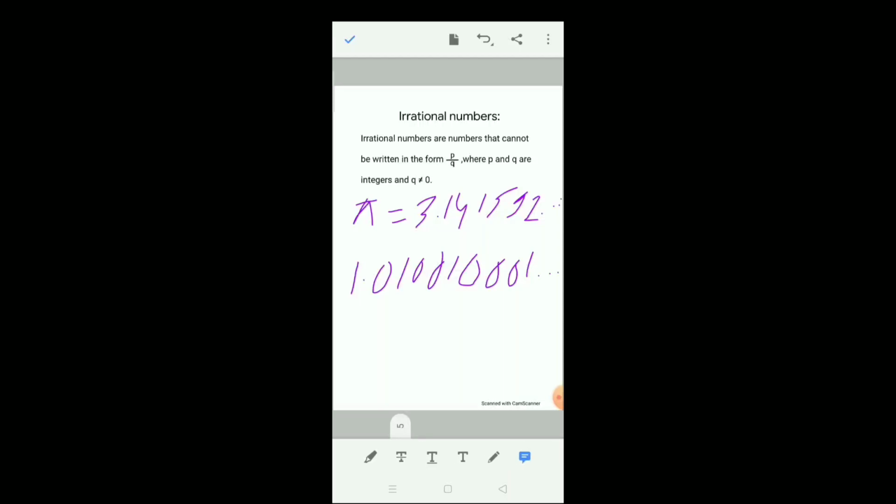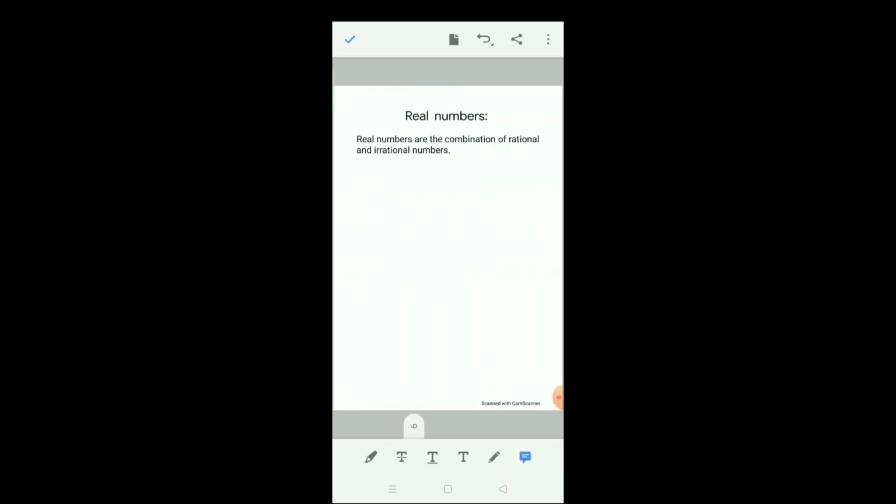Now let's move on to real numbers. So what are real numbers? Real numbers are the combinations of rational and irrational numbers. Or in other words, we can say that every number like natural numbers, whole numbers, integers, rational numbers, irrational numbers are the examples of real numbers.